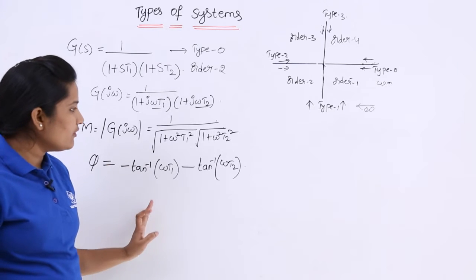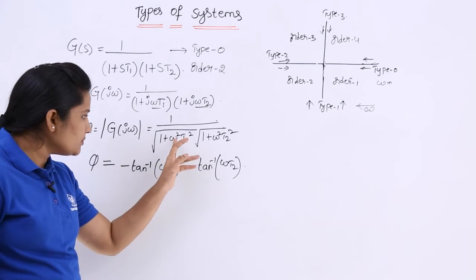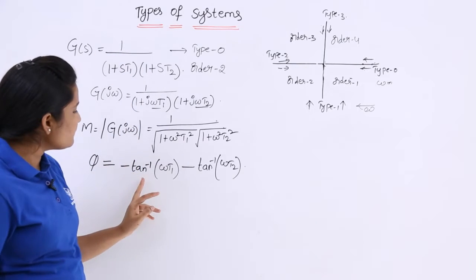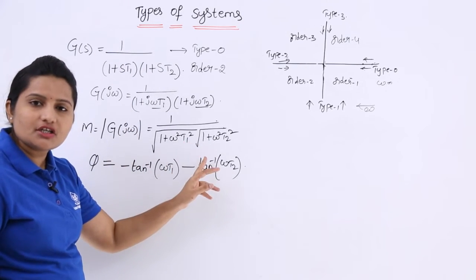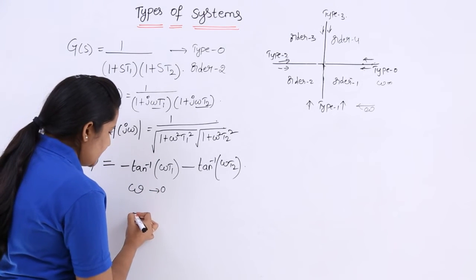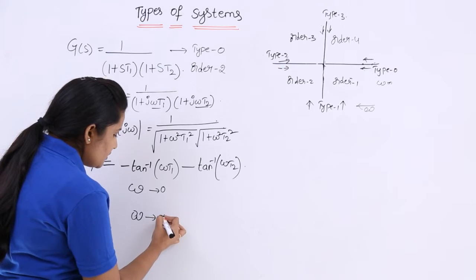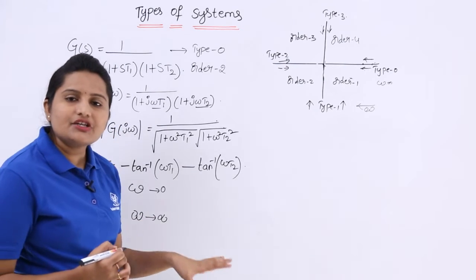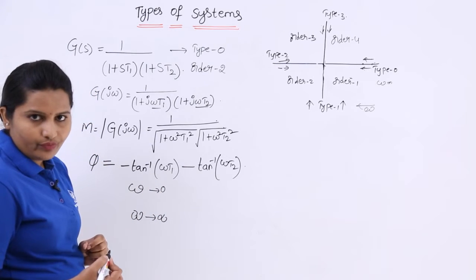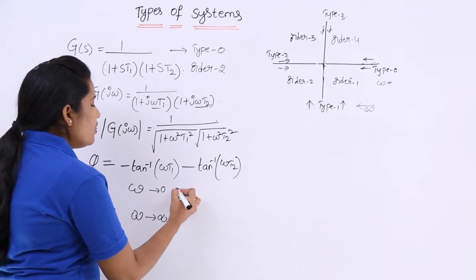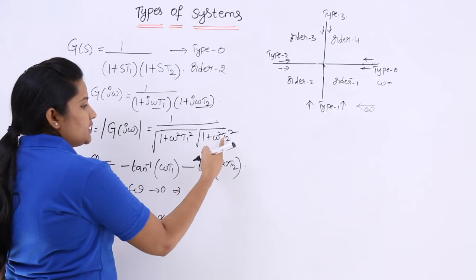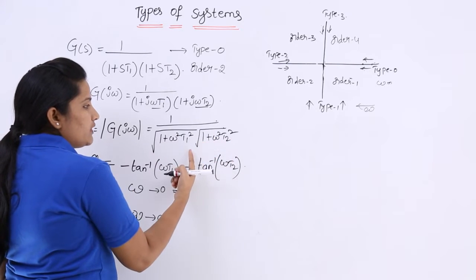Now, by varying omega, you can observe both the magnitude and phase of the transfer function, since the transfer function is a function of omega. By varying omega from 0 to infinity, you can get your polar or Nyquist plot. So, if omega is equivalent to 0, what will happen to the magnitude? Zero into anything is 0, so root 1 into root 1 is 1, 1 by 1 is equivalent to 1.